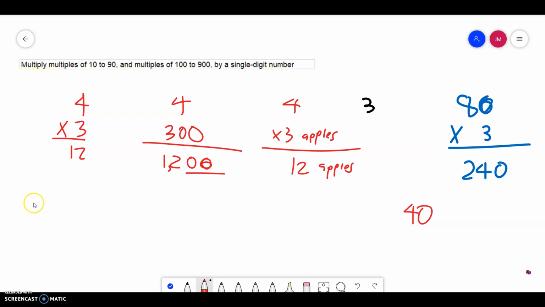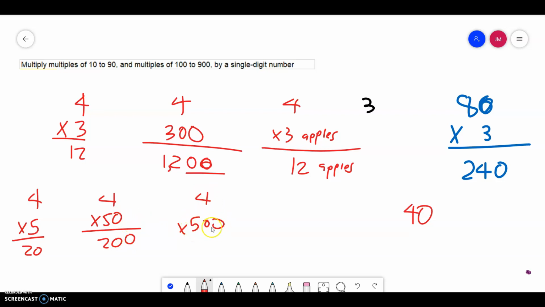Let's continue to try with other examples. 4 times 5, we know equals 20. But what is 4 times 50? Well, first, 4 times 5 is 20. Add the zero in here, 200. What about 4 times 500? 4 times 5 is 20. How many zeros should I put in my answer? 2. 2000. This works with any number that has zeros at the end of it.